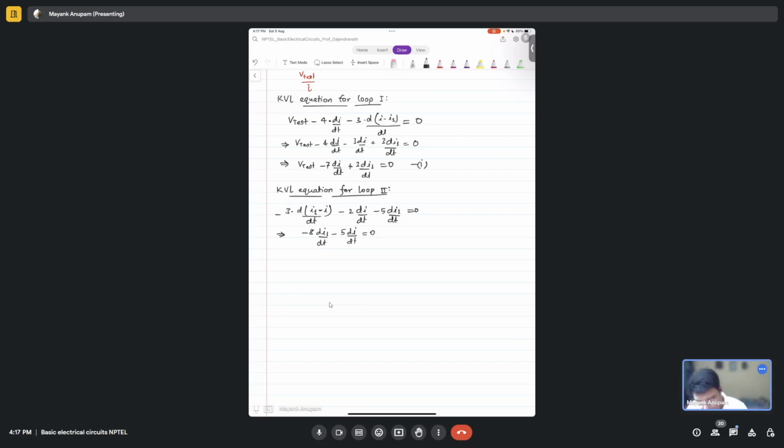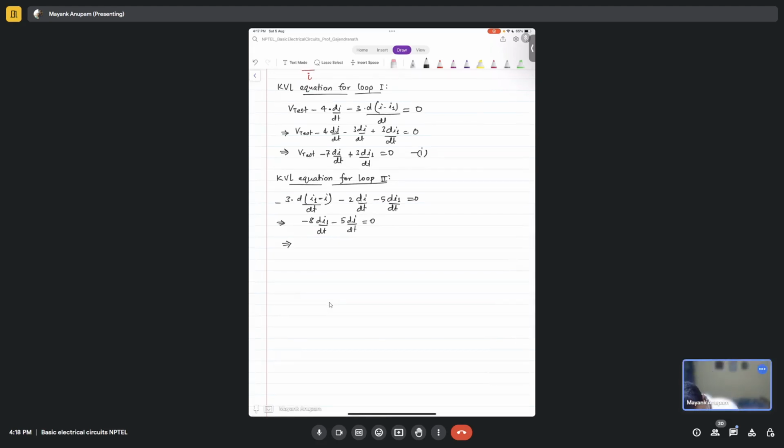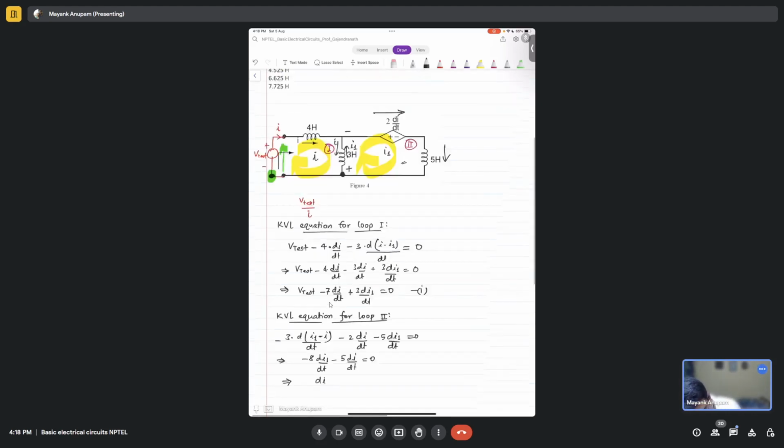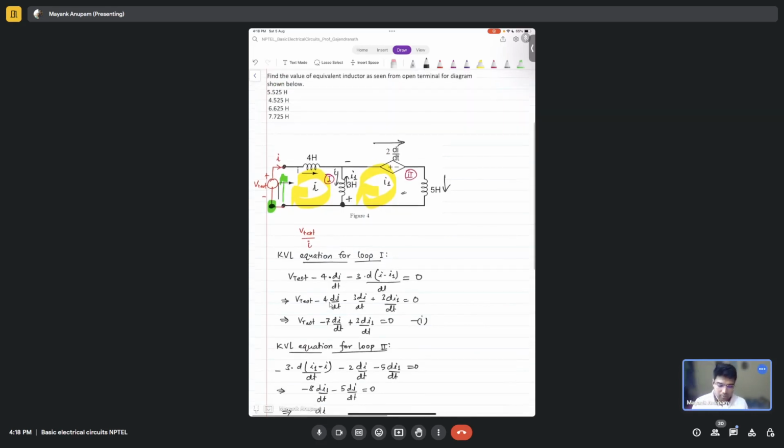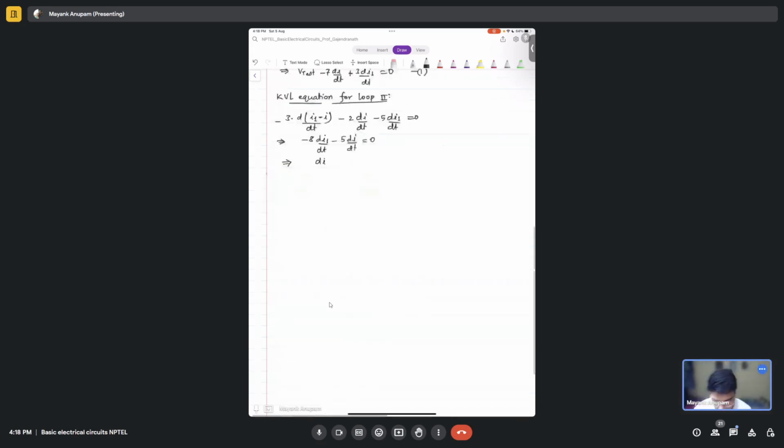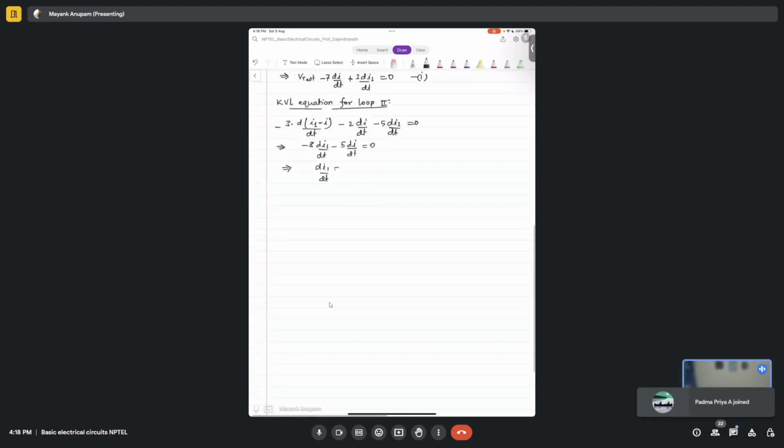Yes, sir, all right. So this will become, then what will it be? So what is the one variable that I need to eliminate? Because ultimately, sir, I need this particular ratio, V test by I. So I need to eliminate I1, because this is a variable that I have assumed. So di1/dt is equal to what? 5 by 8 di/dt minus 5 by 8 di/dt, isn't it? Sir, that should be plus 3 di/dt.